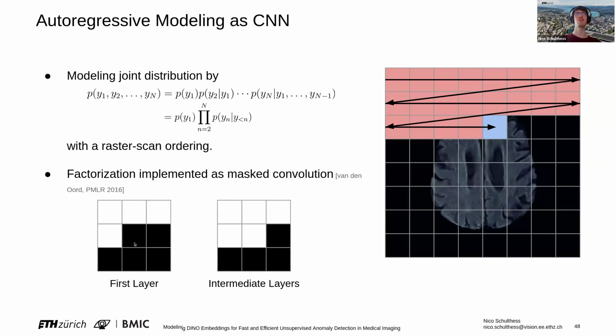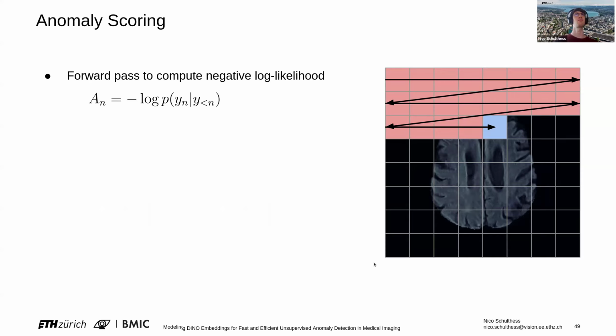Since then, the representation of the first layer in the center of the kernel doesn't depend on the center pixel itself. In the intermediate layers, the intermediate features of this patch can also be incorporated, as it doesn't violate the factorization we had before. And then once we have trained this model, we can simply use the negative log likelihood as an anomaly score metric.